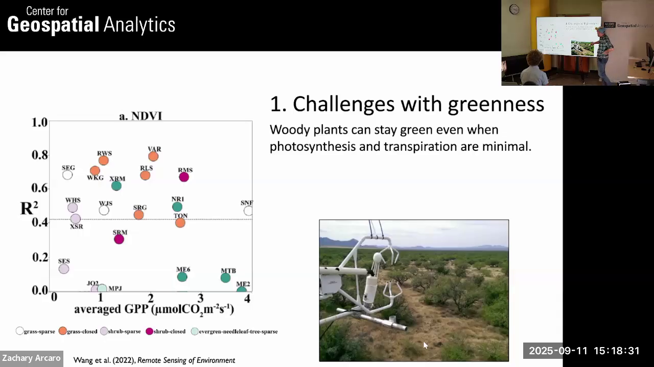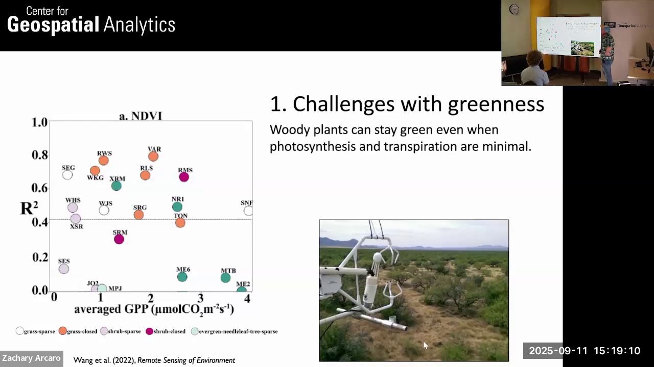Here, for example, this is an image from a flux tower just south of Tucson. This is the Santa Rita Mesquite Tower. And this is a very dry time of year. You can see all the grasses are brown, right? The shrubs, though, are still green. They're not photosynthesizing very much or transpiring very much, but they're still green, because a lot of the woody plants in dry systems have adaptations to drought where they stay green during those extremely dry periods. And so from a greenness perspective, for the shrubs, it doesn't really look like much changed, even though they're not actively photosynthesizing.